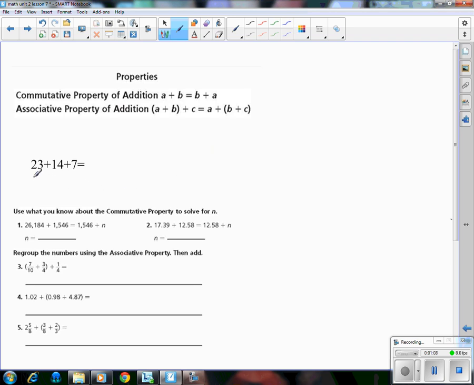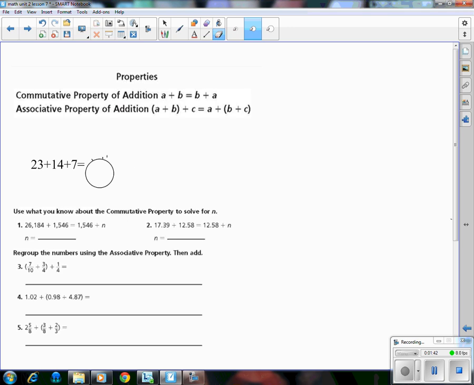So let's look at this one as an example: 23 plus 14 plus 7. What the commutative property of addition tells me is I can rewrite those numbers in any order and still come up with the same sum. So 14 plus 7 plus 23, I'll come up with the same sum as if I added in this order, 23 plus 14 plus 7.